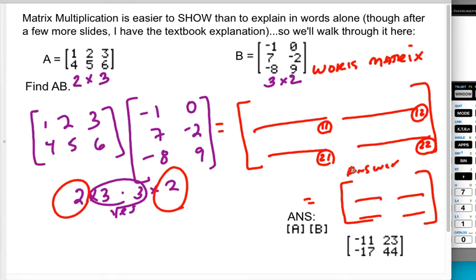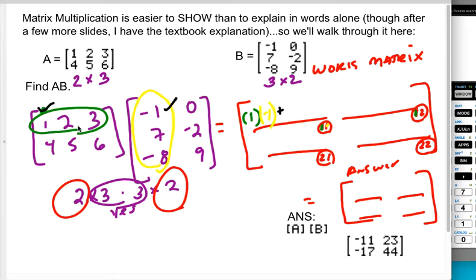All right, so let's walk through how this works. I'm going to be switching colors a lot because I think it's easier if you can see a color. So in order to do row 1, column 1, I'm going to take row 1 and multiply it by column 1 in the following way. The first entry in this row gets multiplied by the first entry in this column. So I take the 1 and multiply it by the -1, plus, right? So I just did the 1 and the -1.